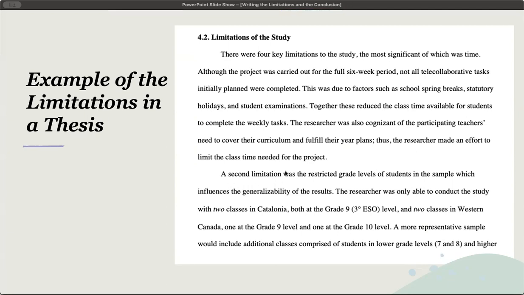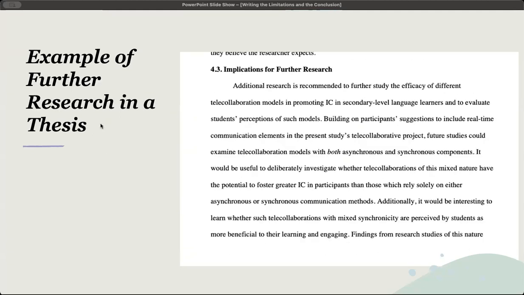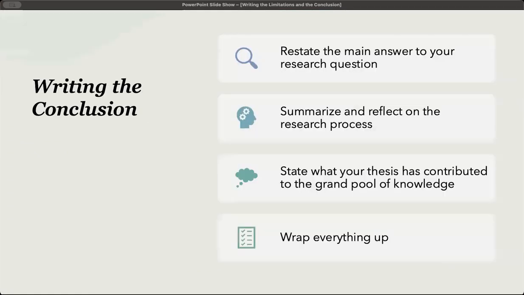In the second paragraph, she starts to discuss the second limitation. But then we also have 4.3 are implications for further research. So this is where she split it into 2 different subsections of the discussion section. And it starts with additional research is recommended for further study, to further study the efficacy of different telecollaboration models in promoting intercultural competence in second language learners. So that's how she began that there, and we can see that's a different subsection.